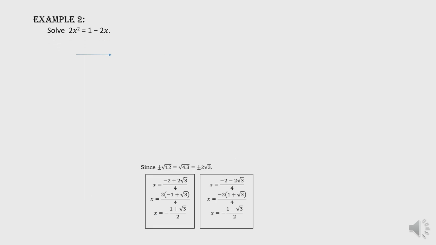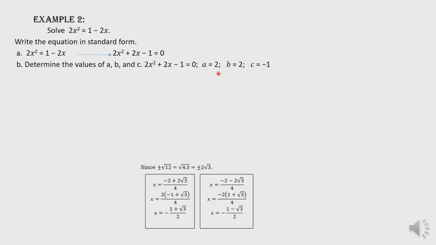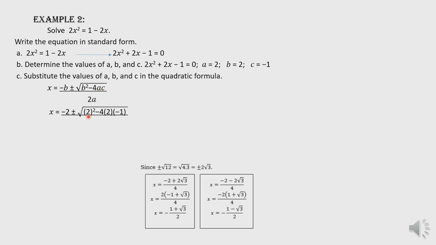Now let's have example 2. The given is to solve 2x squared equals 1 minus 2x. Since it is not in standard form, we have to rewrite it in standard form to have 2x squared plus 2x minus 1 equals 0. And then determine the values of a, b, and c. From there, you can see the value of a taken from the quadratic term, b from the linear term, and c from the constant term. Then substitute them into our formula, which is negative b plus and minus the square root of b squared minus 4ac all over 2a. There you have it.